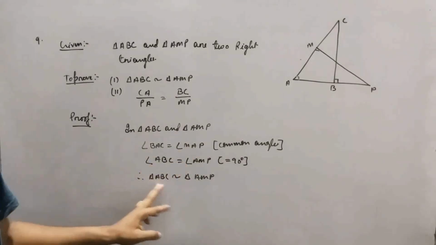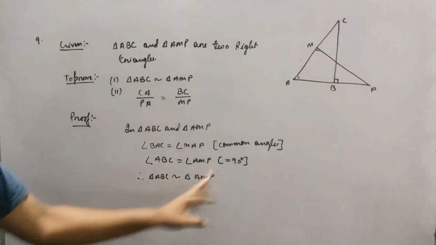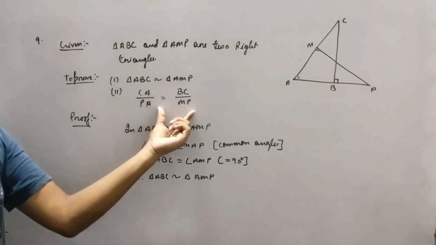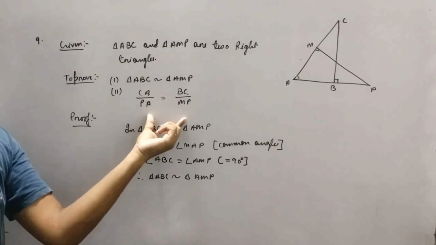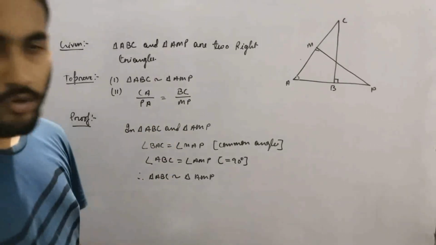Alignment is correct, na? With AA, with B with M, and C with P. So the alignment is correct. So next what we need? Proof number 1 done. Next we need the ratio. So if these two triangles are similar, then their sides will be proportional.